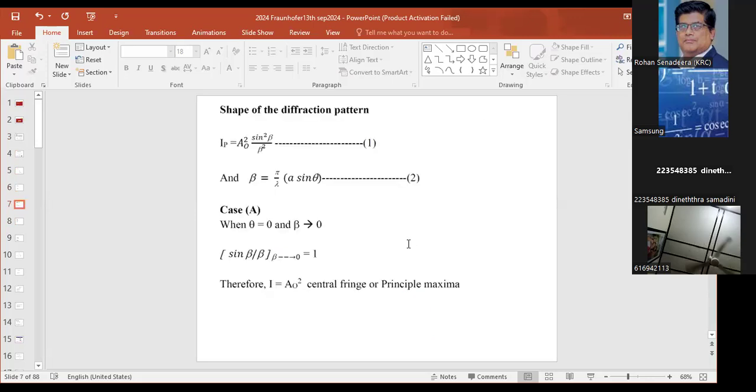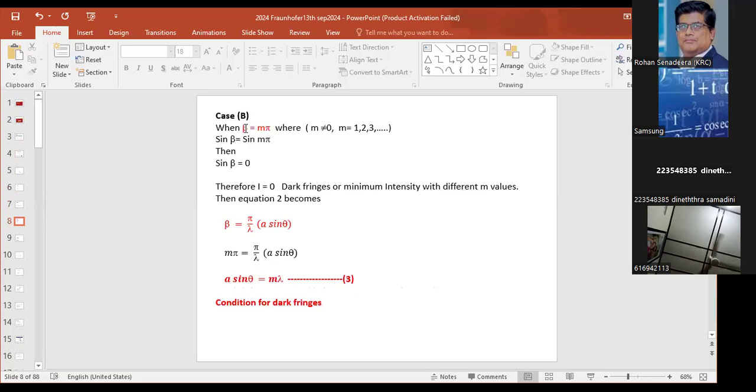So now we are going to consider beta is equal to m pi. That means theta is not zero, right?